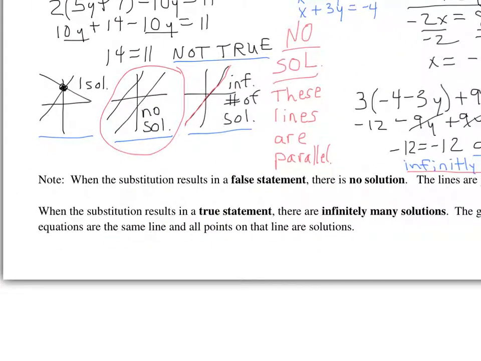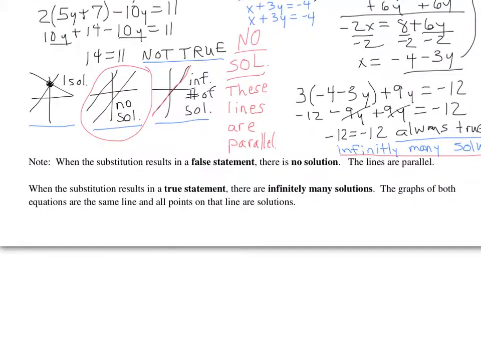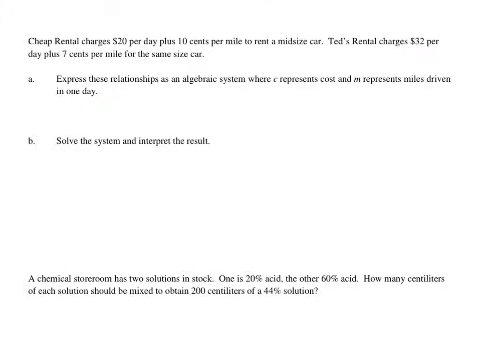When the substitution results in a false statement, there is no solution. The lines are parallel. When the substitution results in a true statement, there are infinitely many solutions. The graphs of both equations are the same line, and all points on that line are solutions.